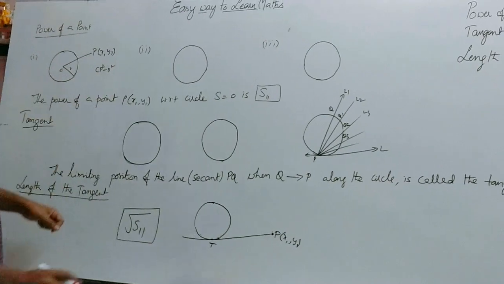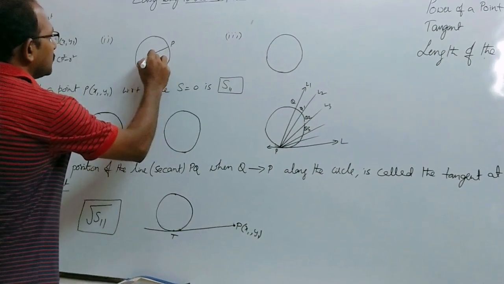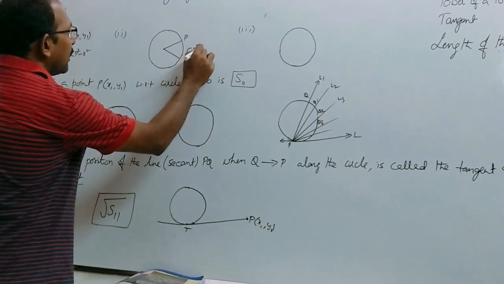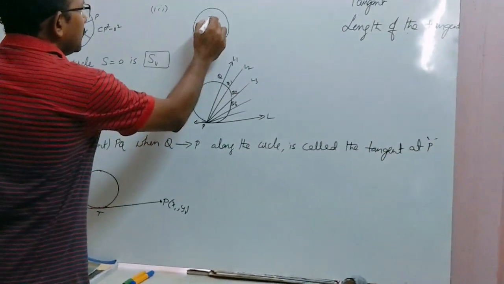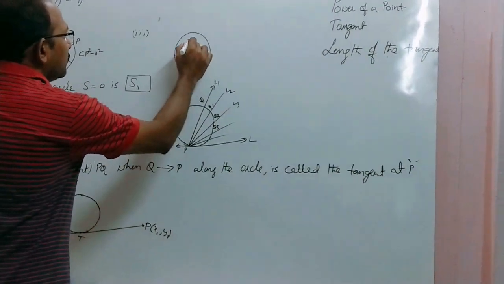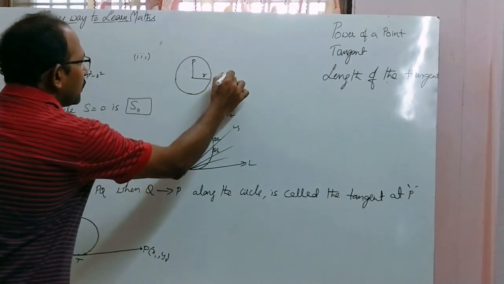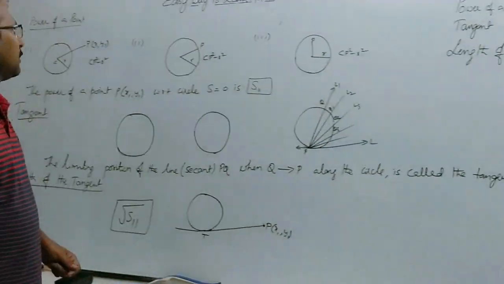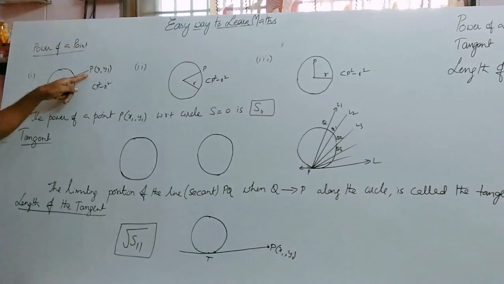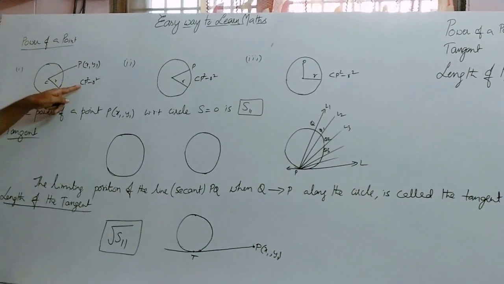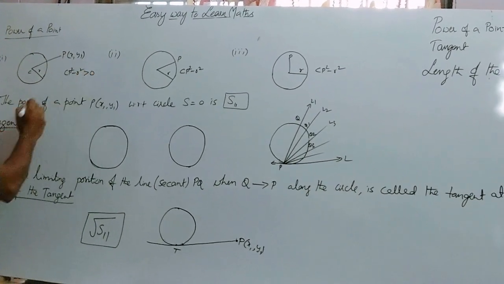If the point P is on the circle, then in this case also CP square minus r square. If the point is inside of the circle, then in this case also CP square minus r square. Here if the point is exterior of the circle, then CP square minus r square is a positive value, that is greater than 0.